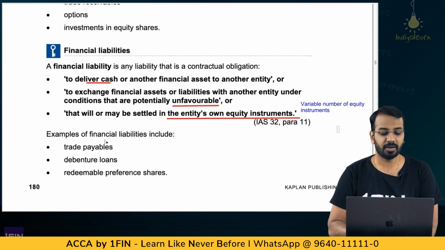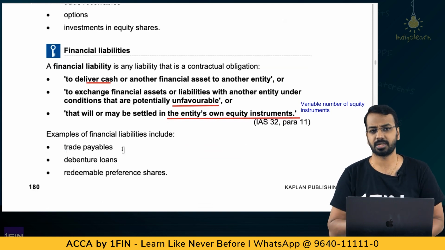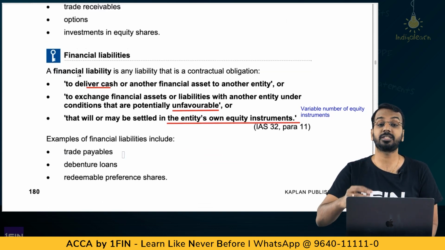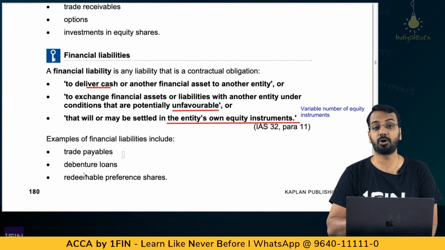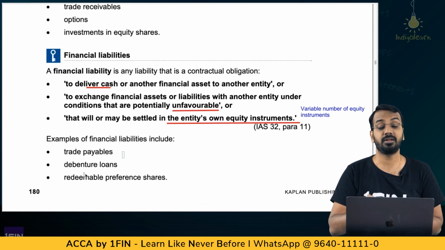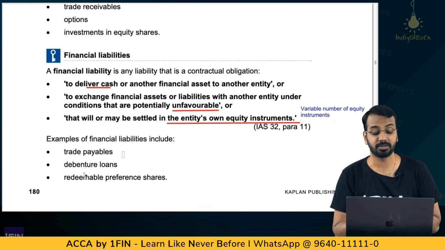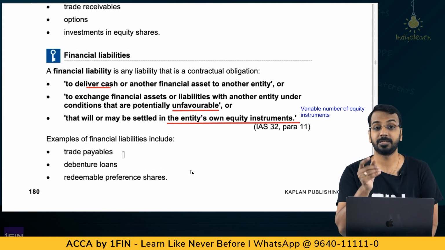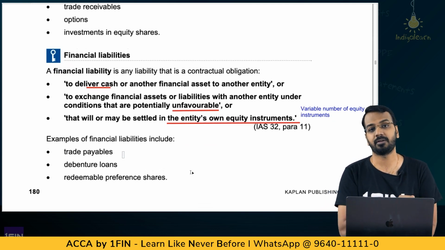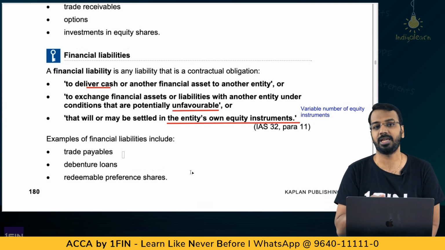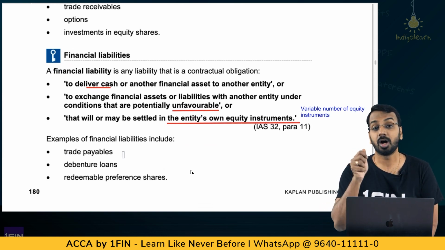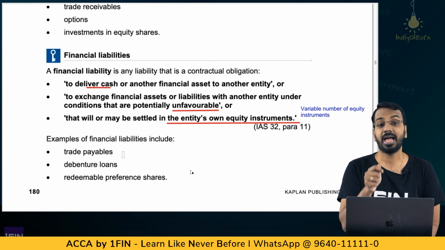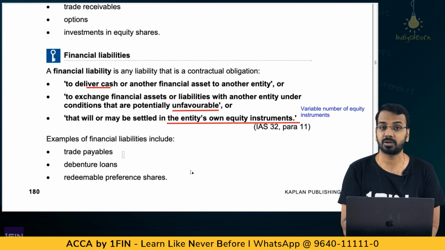So, examples of financial liabilities: one is trade payable. We have discussed yesterday. Trade payable, why? Because it is an obligation to deliver cash. Then debenture loans, again an obligation to deliver cash in the form of interest and principal repayments. Then redeemable preference shares. Now, this is the discussion which we had in the previous session also. Redeemable preference shares, if you have to redeem them within a specified period of time, there is a contractual obligation to deliver cash.